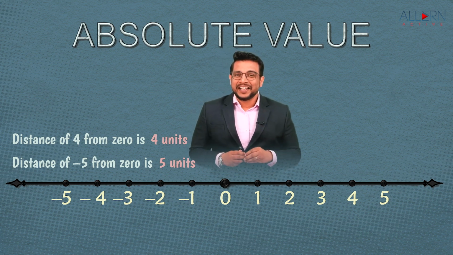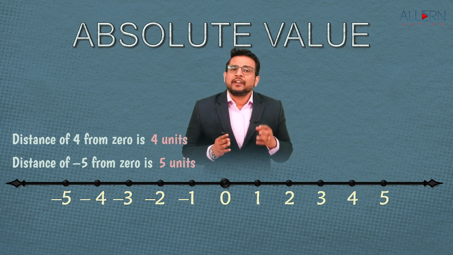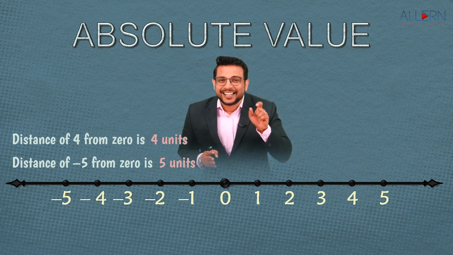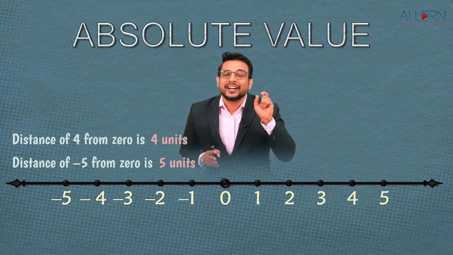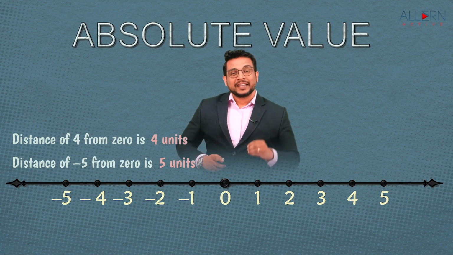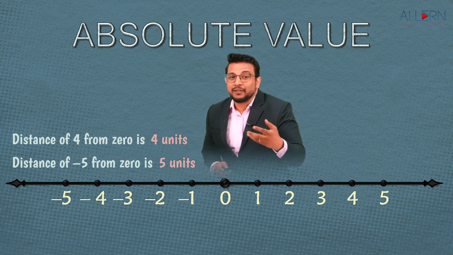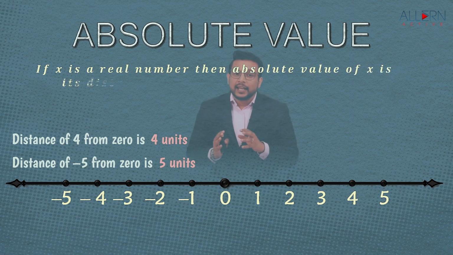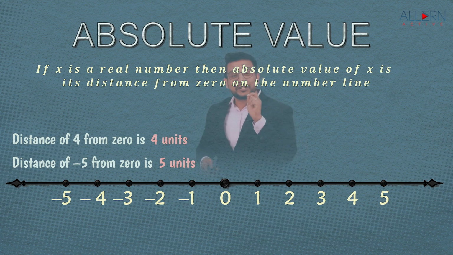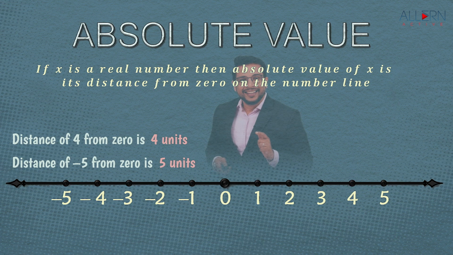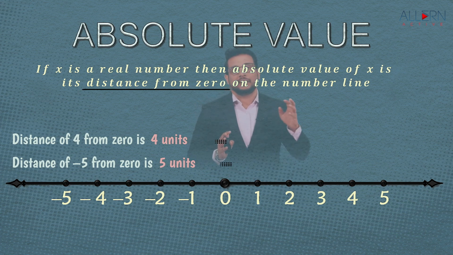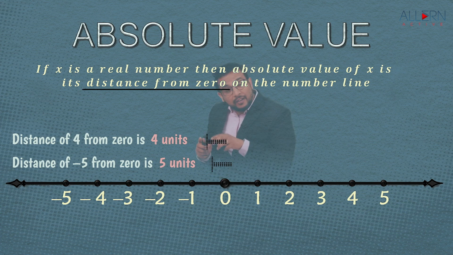That means if we consider any real number and take the distance of that real number from 0, that is called the absolute value of that real number. That is the concept which we are discussing. If I have to define it, we can say that if x is a real number, then the absolute value of x is its distance from 0 on the number line, isn't it? So the absolute value of 4 is 4. Absolute value of -5 is 5.